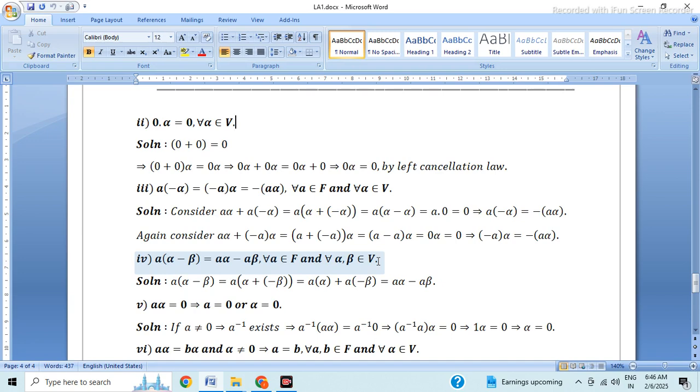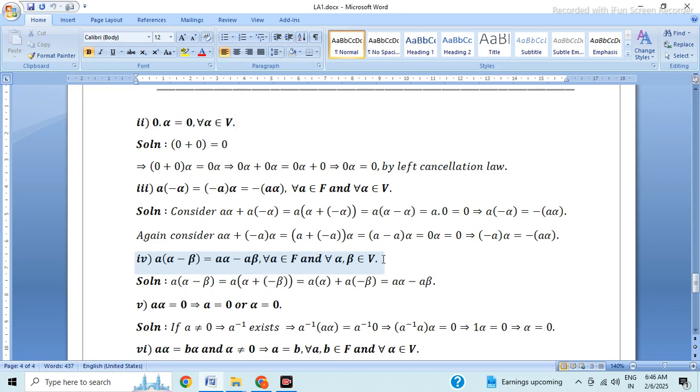Then the fourth condition. What is the fourth condition? The fourth condition is a into alpha minus beta, and we have to prove that it equals a alpha minus a beta. It's very easy steps, but you should remember it. A into alpha minus beta, how can we write? A into alpha plus minus beta. That is the same as a into alpha plus a into minus beta. But a into minus beta is the same as minus a beta. Then we get a alpha minus a beta.